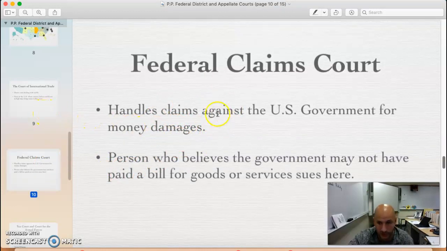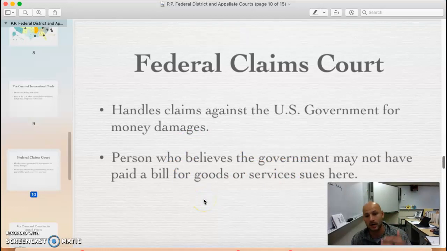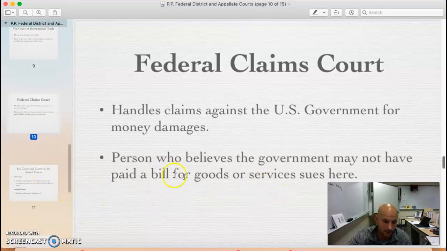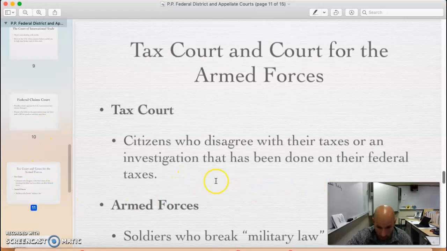Just like the International Trade Court, we have another district court known as the Federal Claims Court. It handles claims against the U.S. government for money damages. If they're using eminent domain, putting something through somebody's yard that has to be put through. For example, when they ran the pipeline down the middle of the United States, we could see a court case brought up by the Native American tribes because of the environment and their land being destroyed. It might go to the federal claims courts. Okay, so this is where the government may have not paid a bill for goods or services. You can sue here. We then have the tax court and the court for armed forces.